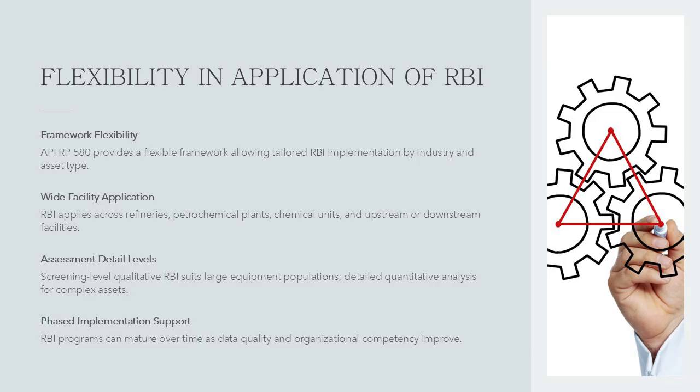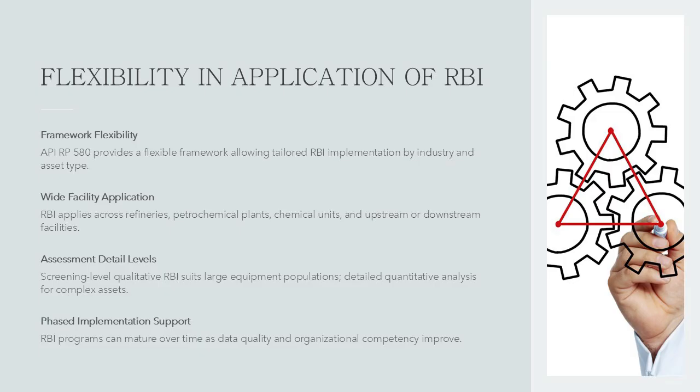RBI can be applied across a wide range of facilities, including refineries, petrochemical plants, chemical processing units, and upstream or downstream installations. Flexibility also extends to the level of detail in the assessment, enabling companies to apply screening-level qualitative RBI for large populations of equipment, while reserving detailed quantitative analysis for high-risk or complex assets.